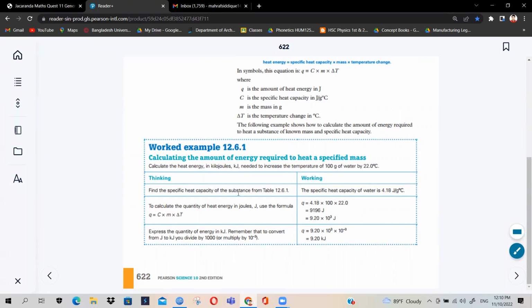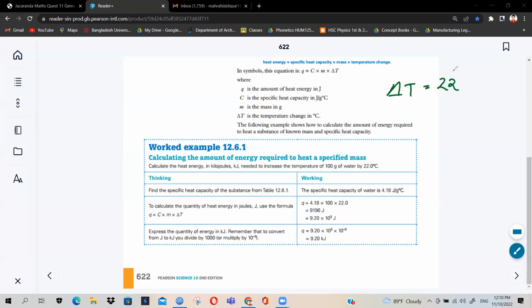Okay, now let's see. Calculate the heat energy in kilojoules needed to increase the temperature of 100 gram water by 22 degrees centigrade. And it's very easy. So delta T equals 22.